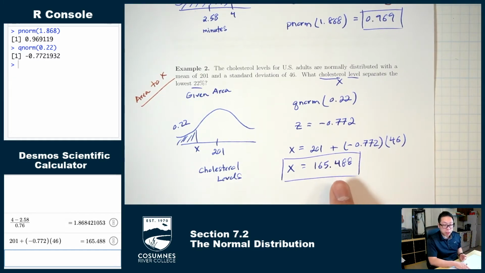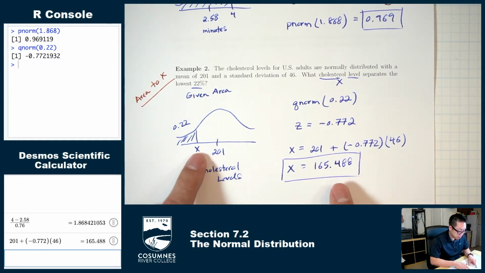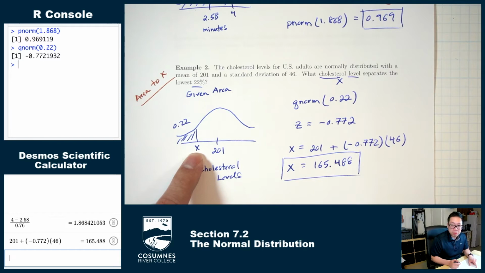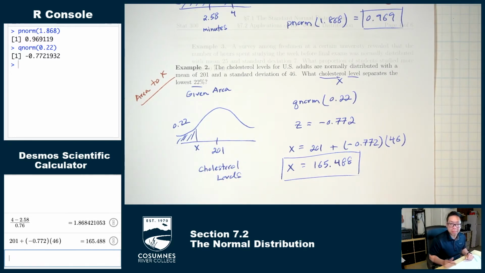Okay, and then check my picture. I'm expecting an x that's to the left of 201. 165.488 is to the left of 201, so looks good.